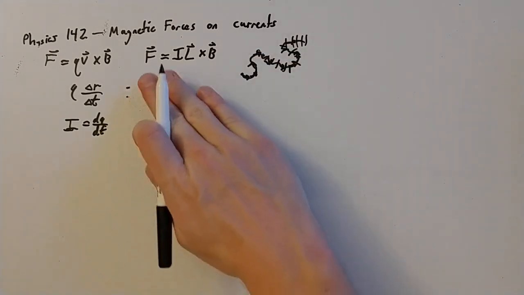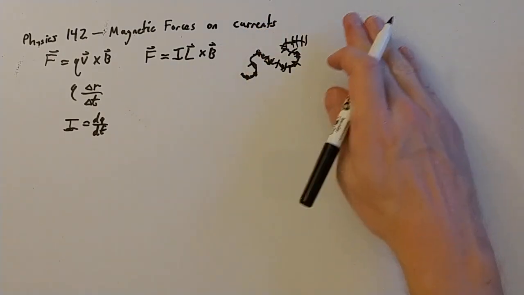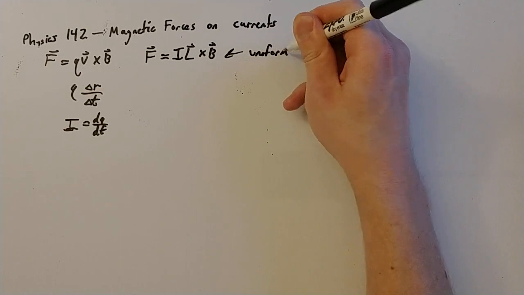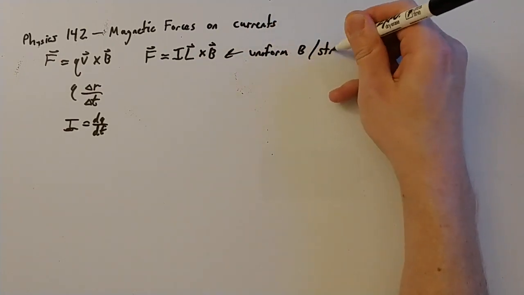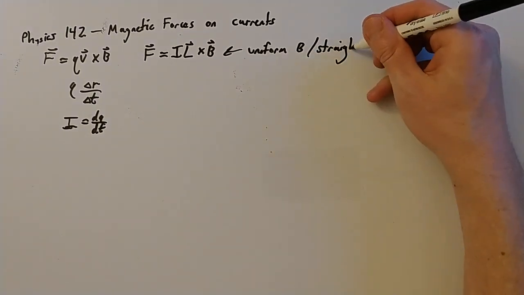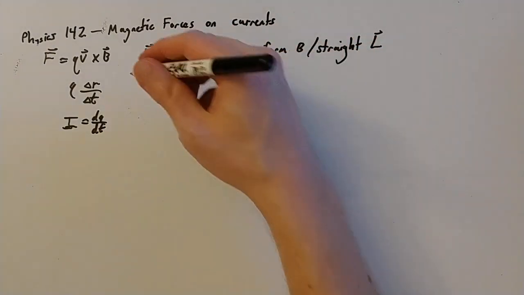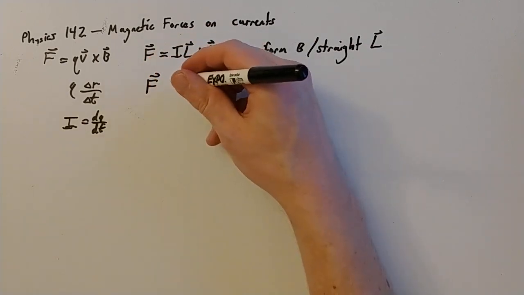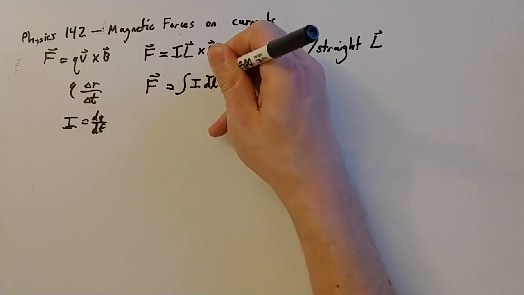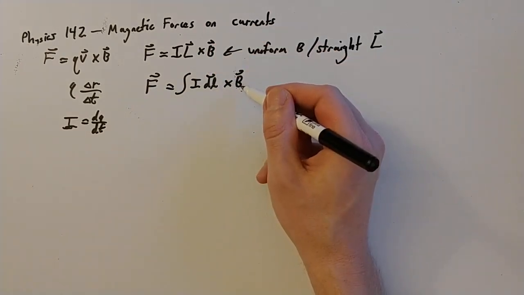Maybe I should write this down here. So this was for uniform B and straight L. If those assumptions don't apply, then the more general formula is an integral, where we say force is the integral of I dl cross B, where we do dl cross B and then integrate all those dl cross B's.